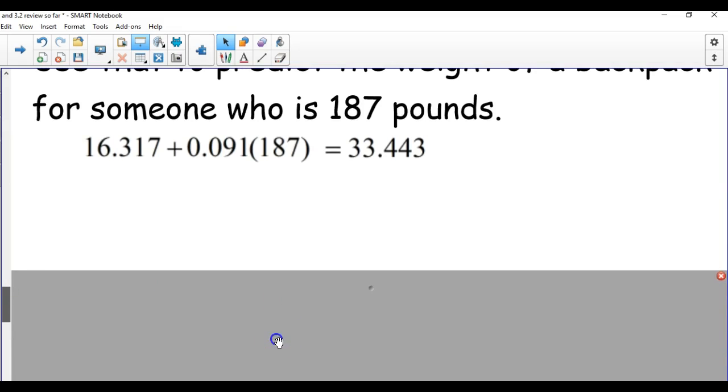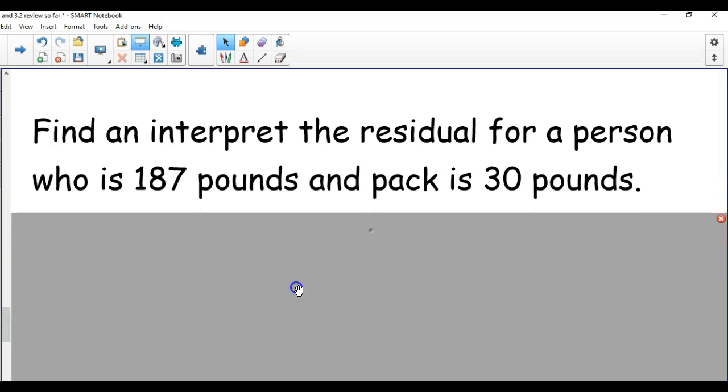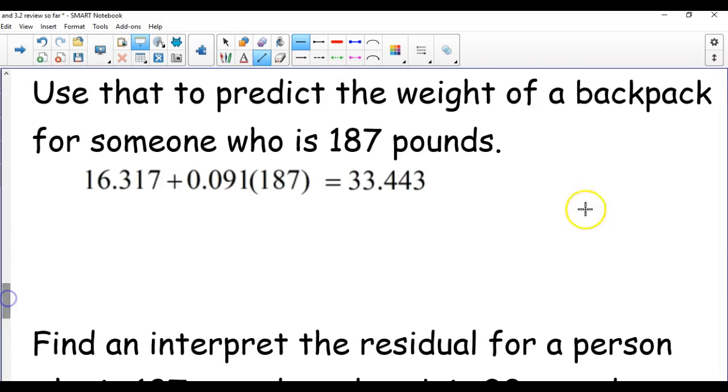Okay, so now what? Now we talked about residuals. Find and interpret a residual for a person who is 187 pounds and the pack is 30 pounds. This right here, this 30 pounds is the actual value. A 187 pound person carried 30 pounds. But we know that the line is predicting them to carry 33.43 pounds. What I want you to do right now is pause it, find the residual, and then interpret that residual.